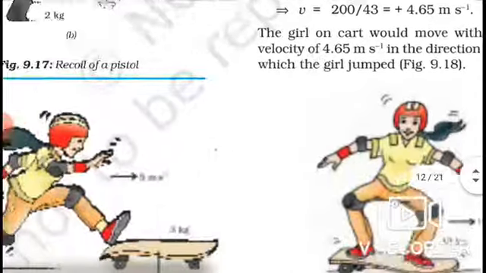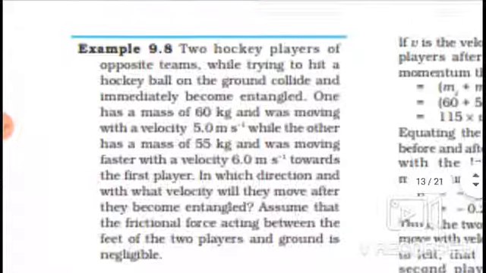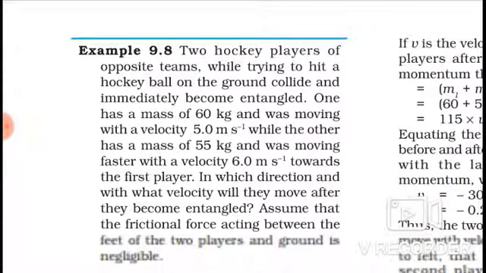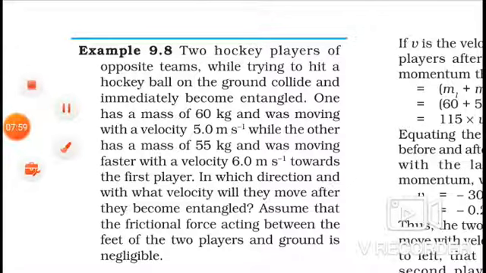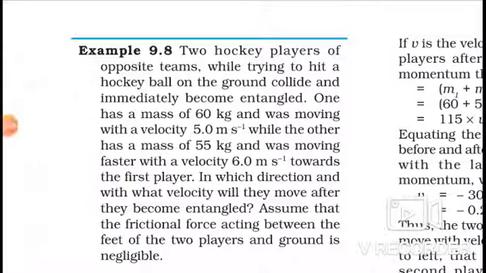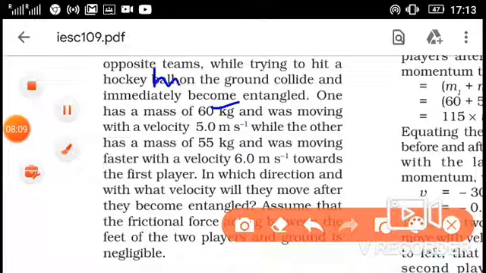Now the next question, that is example 9.8. Two hockey players of opposite teams, while trying to hit a hockey ball, means they are moving in opposite directions. I just tell the values only. And they become entangled. One has mass 60 kg, that is m1, m1 that is 60 kg, the first value is given.